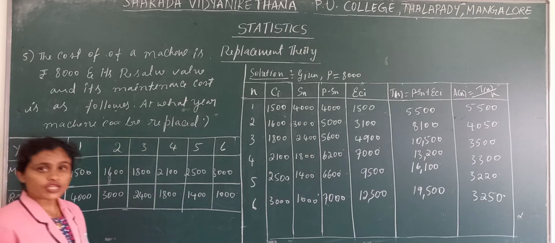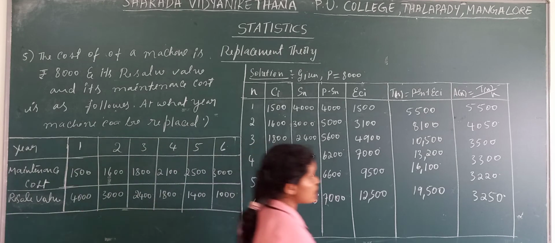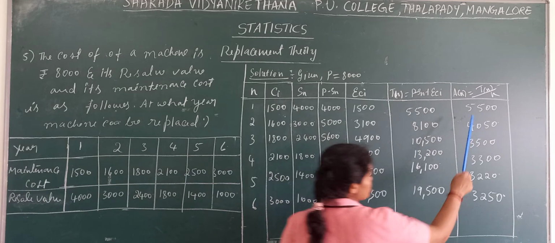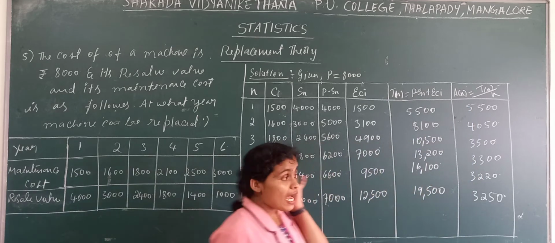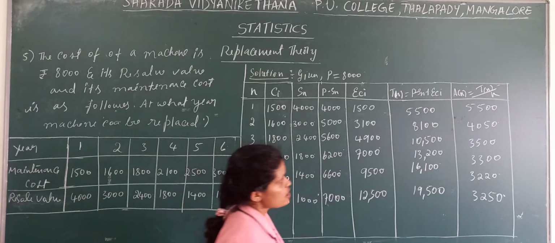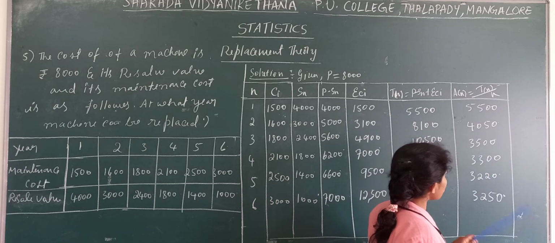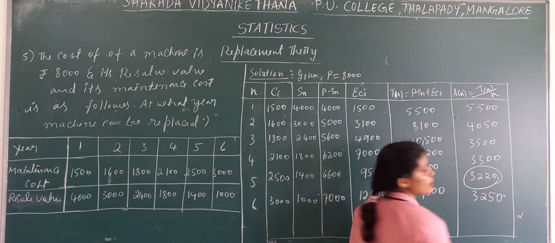Now check it. Which year annual average cost is least? If we observe, here it is in 5,000 and this is in 4,000 and the rest all in 3,000. Check which is least. 3,500, 3,300, here again in 200. But this is the least.